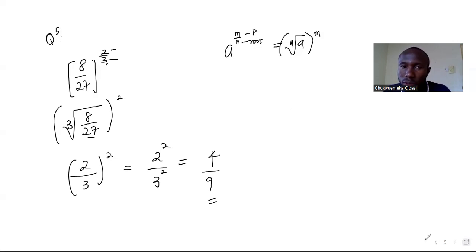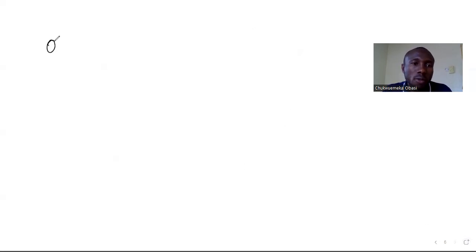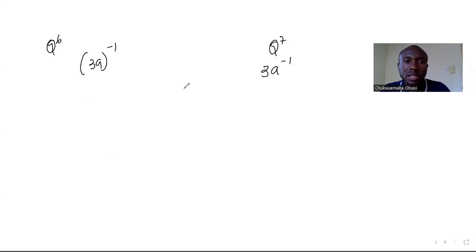Then let's go to question 6. So now we have question 6. It says 3a to the negative 1, and we have question 7. It says 3a to the negative 1. Yes, I just want to put them together because I can explain some things concerning these two. Now, for this one, the 3 and the a have this negative power. And for this one, the a only has a negative power 1. All right.